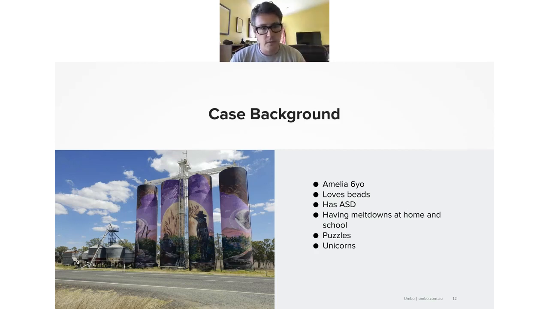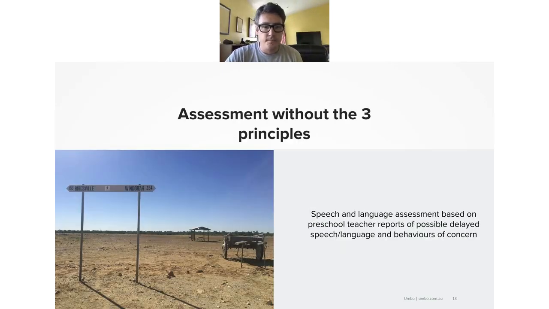So what happened was that the speech pathologist identified a severe language delay and began to see that some of the concerns that were happening with the behaviours of concern at school were to do with possibly speech and language difficulties, difficulty expressing herself, and understanding what was going on in class.